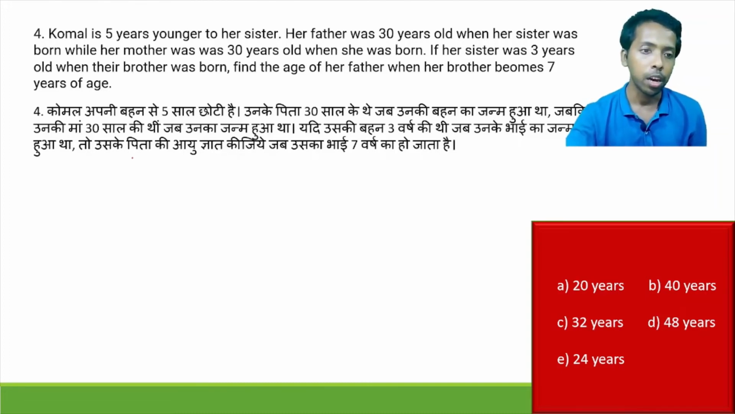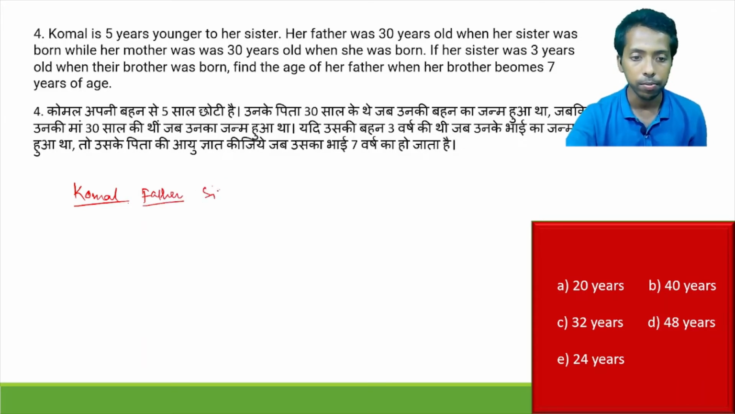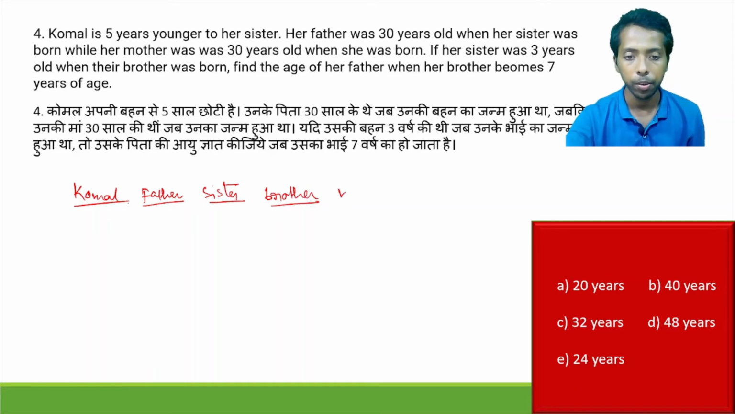Okay, now Kamal is 5 years younger to her sister. Okay, so here it's Kamal. Just try to write down all the members here. That is her father. Okay, so father is here. Kamal's sister is also present. Brother, right? And then mother. Okay, I hope these are all the members in the family. Yeah. So Kamal is 5 years younger to her sister.